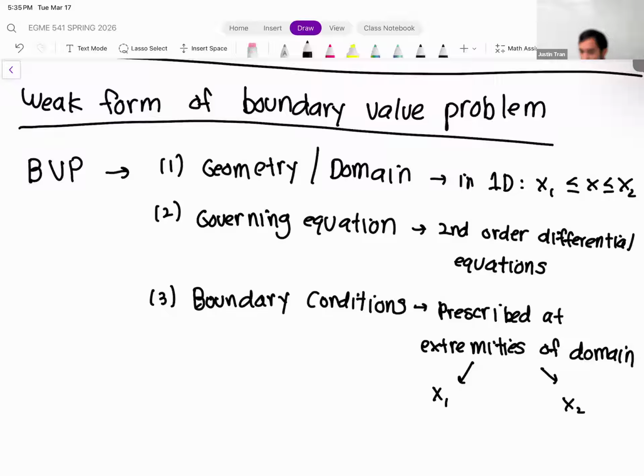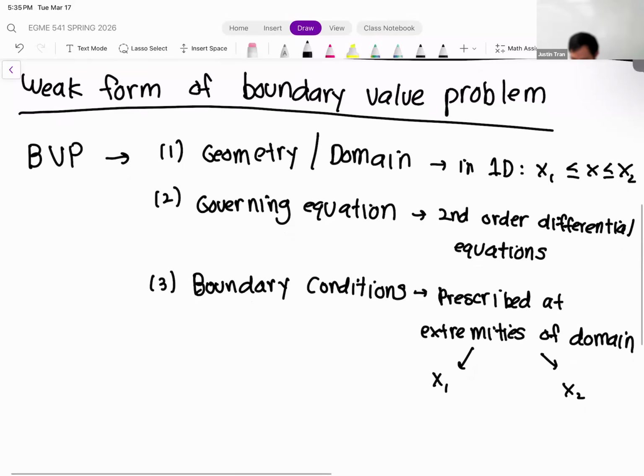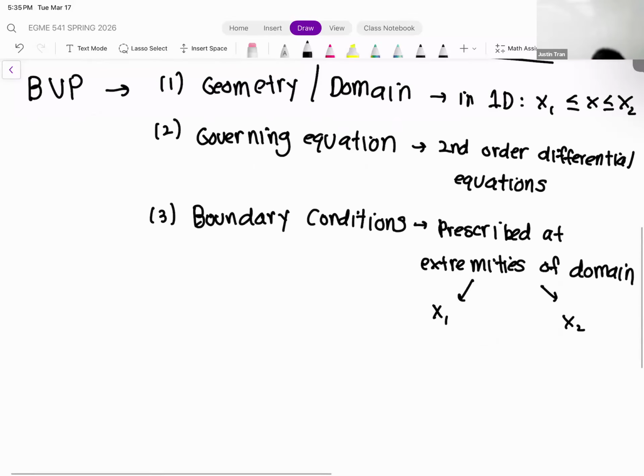And remember, there are 2 types of boundary conditions that you can have. You can either have Dirichlet boundary conditions, or you can have Neumann boundary conditions. So with all this in mind, we presented what's called the strong form.